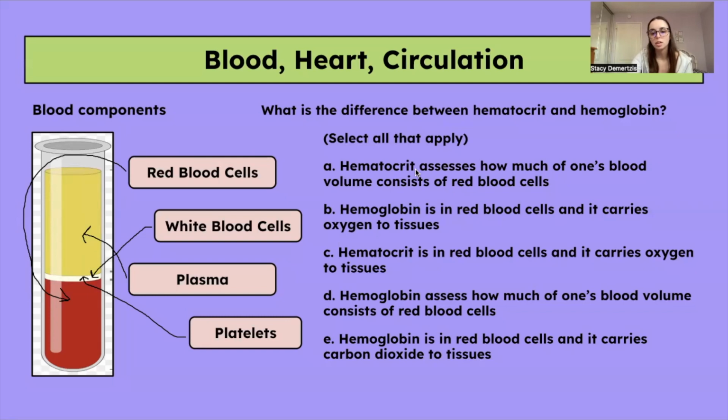And then hemoglobin is when we're assessing the red blood cells themselves, it's looking at the oxygen. So these red blood cells carry oxygen to the tissues, and we can assess that with hemoglobin.